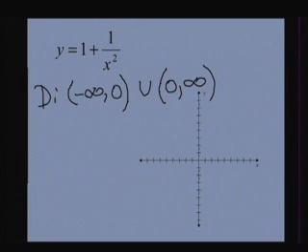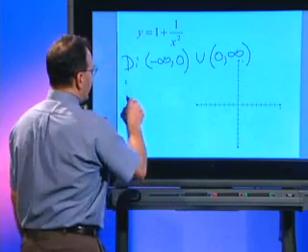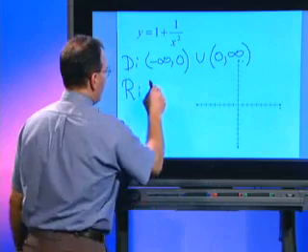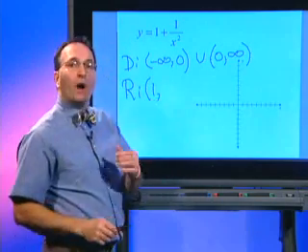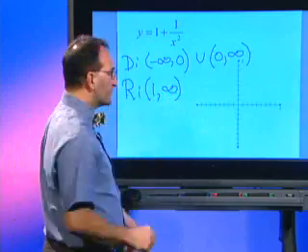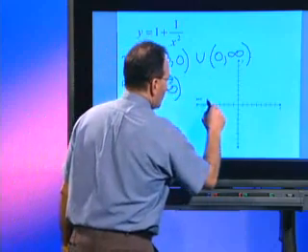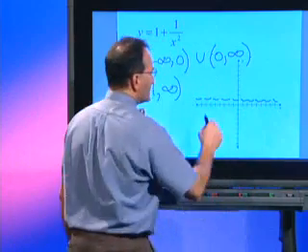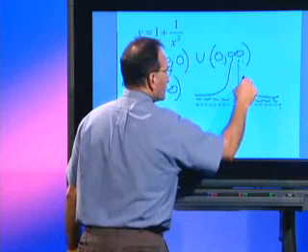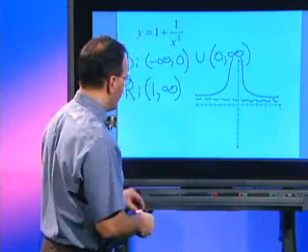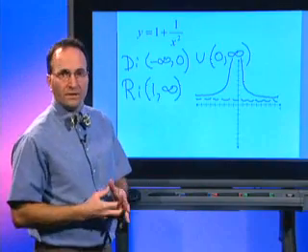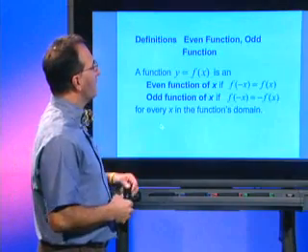So that's our domain. And for the range, what we know is that it will start at 1 and then go up through infinity. And so for the graph itself, we will have this horizontal asymptote at 1 and then going up on both sides like this.